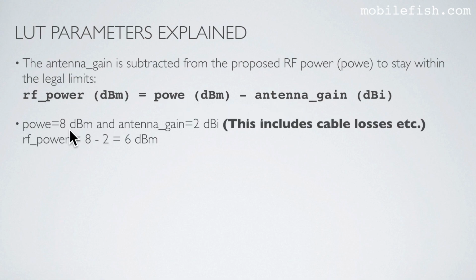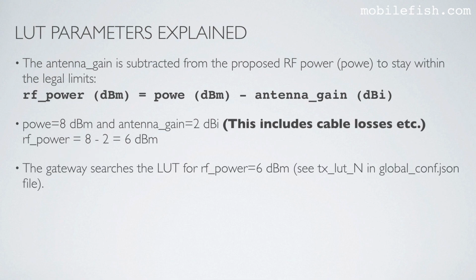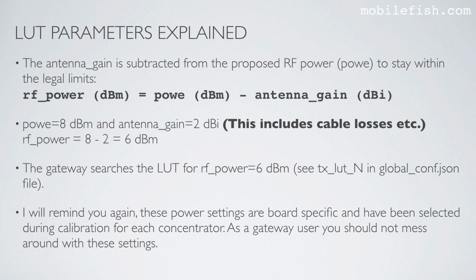If the power is 8 dBm and antenna gain is 2 dBi, this includes cable losses, etc., then the RF power is 6 dBm. Now the gateway searches the lookup table for RF power 6 dBm in the global_conf.json file. I will remind you again, these power settings are board specific and have been selected during calibration for each concentrator. As a gateway user, you should not mess around with these settings.